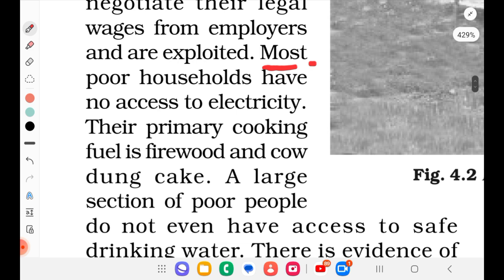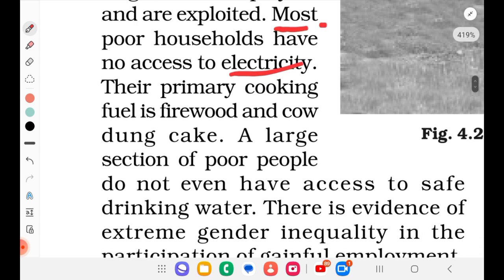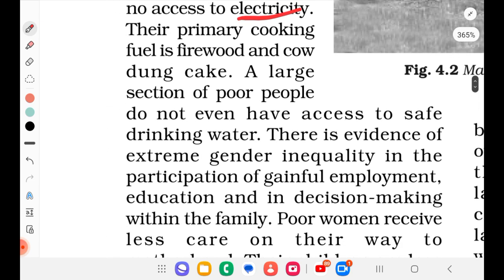Most poor households have no access to electricity. Their primary cooking fuel is firewood and cow dung cake. A large section of poor people do not even have access to safe drinking water.